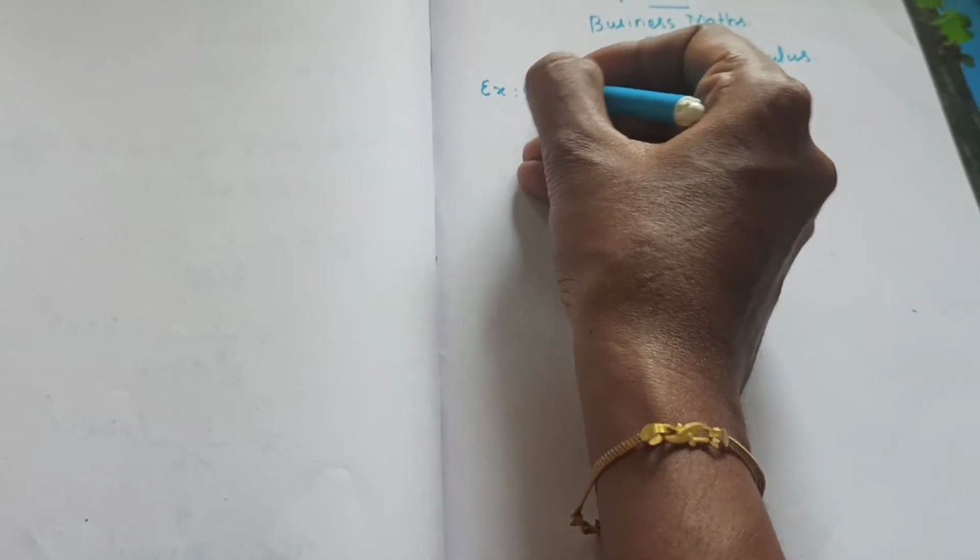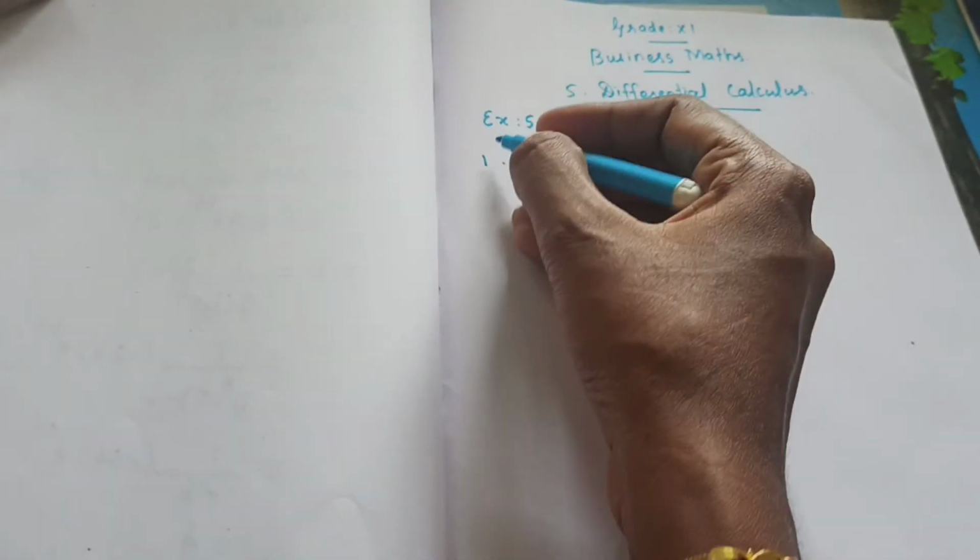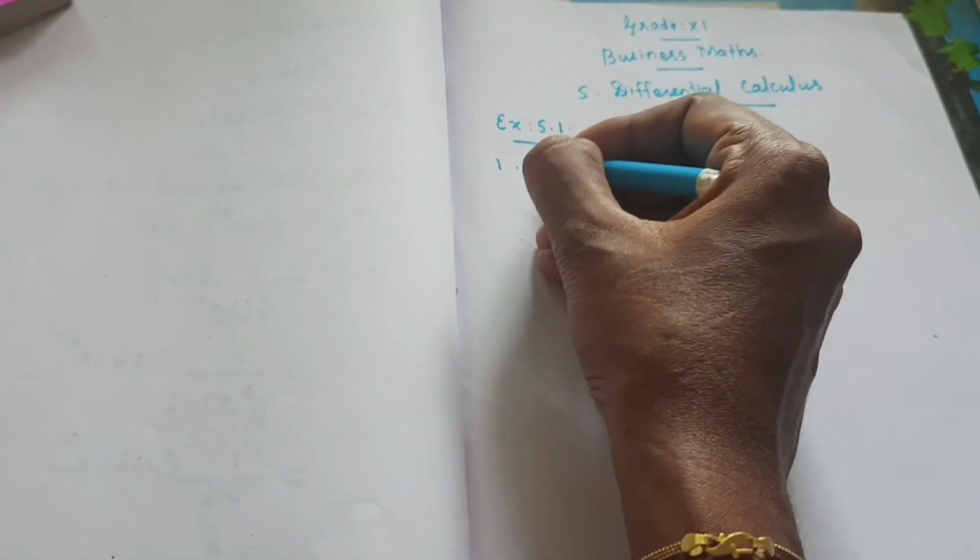Exercise 5.1, problem number 1. The question is, determine whether the following functions are odd or even.